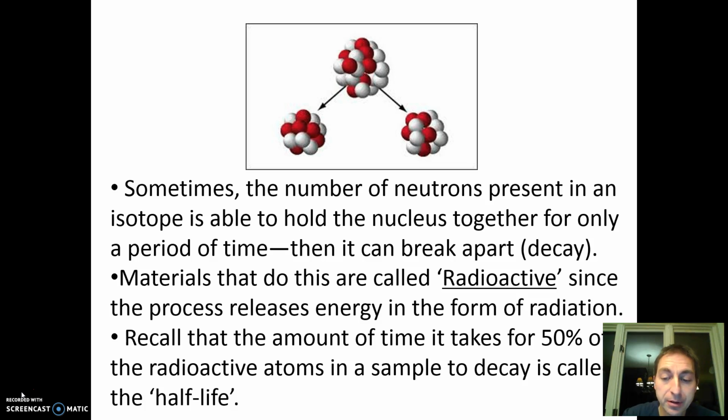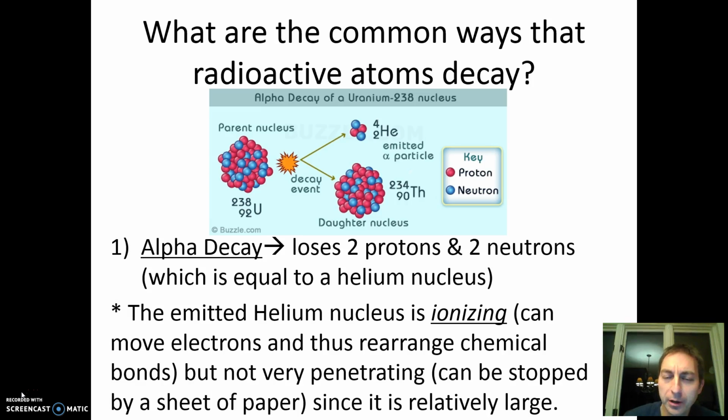So do remember that the amount of time that it takes for that radioactive decay to take place, for 50% of those atoms to go through decay, we call that a half-life. Now, we're going to go into a little more detail here than we did the first time when we went through this for radioactive dating. What we're going to talk about is how there are some common patterns to how radioactive decay happens. And so we're going to look at some of those.